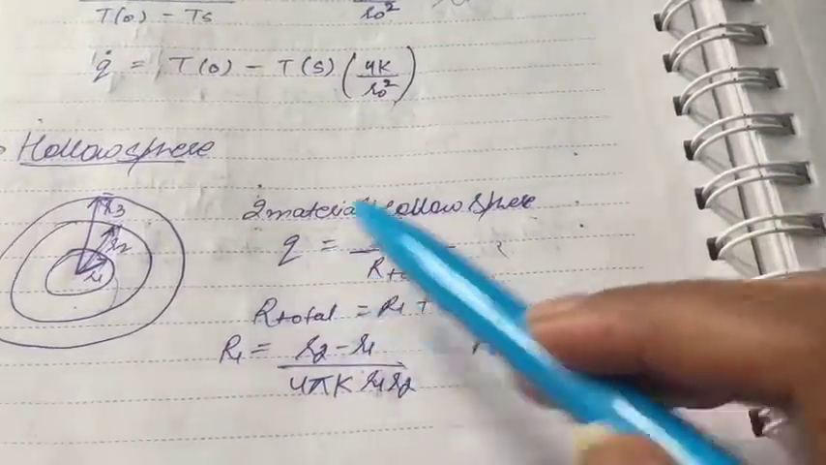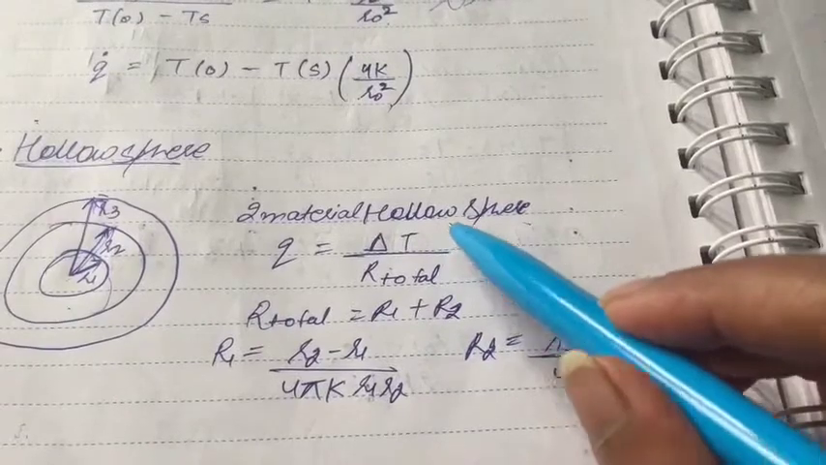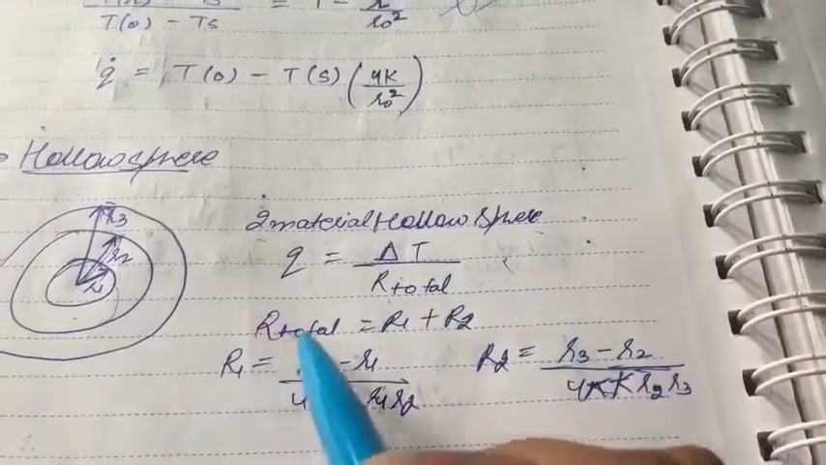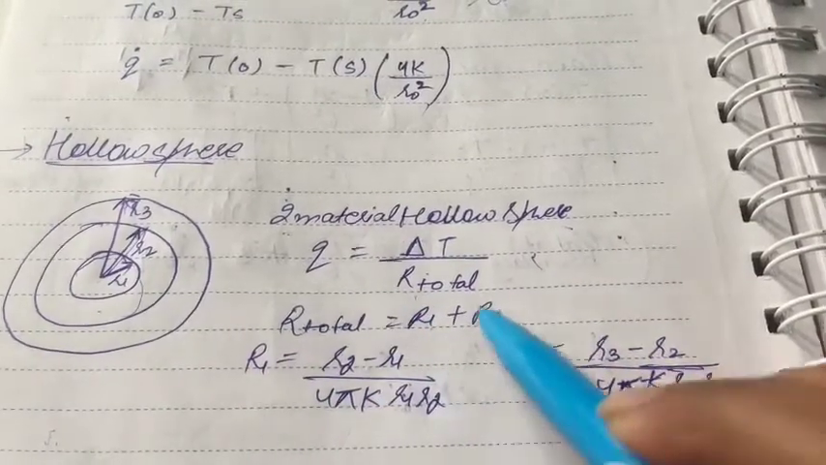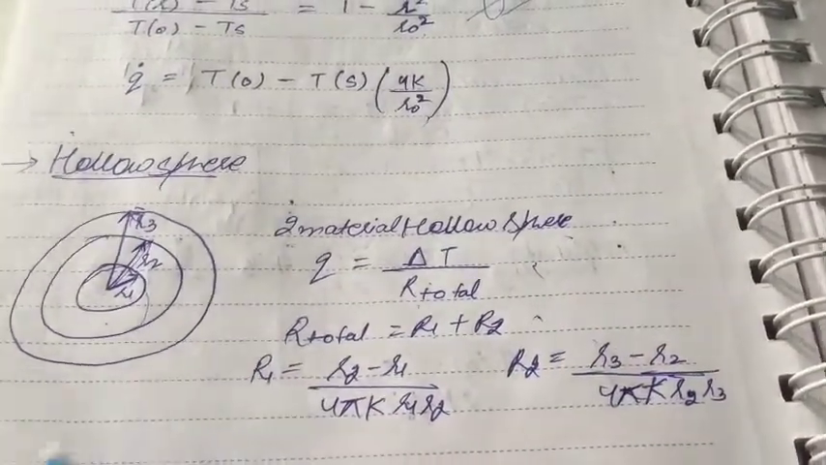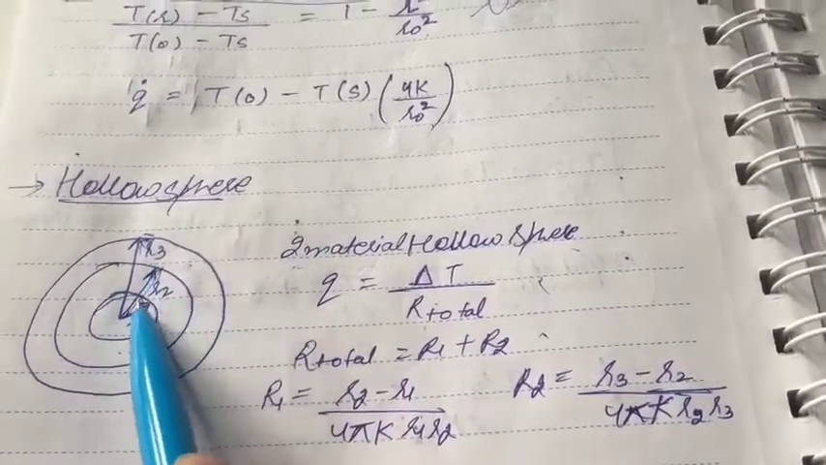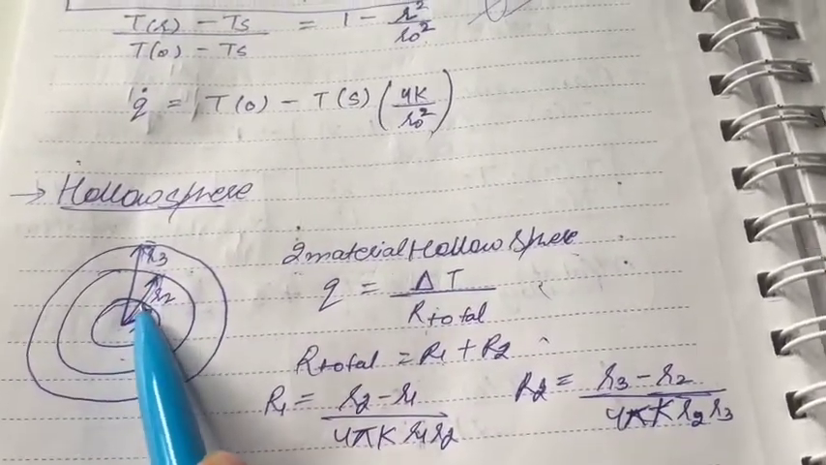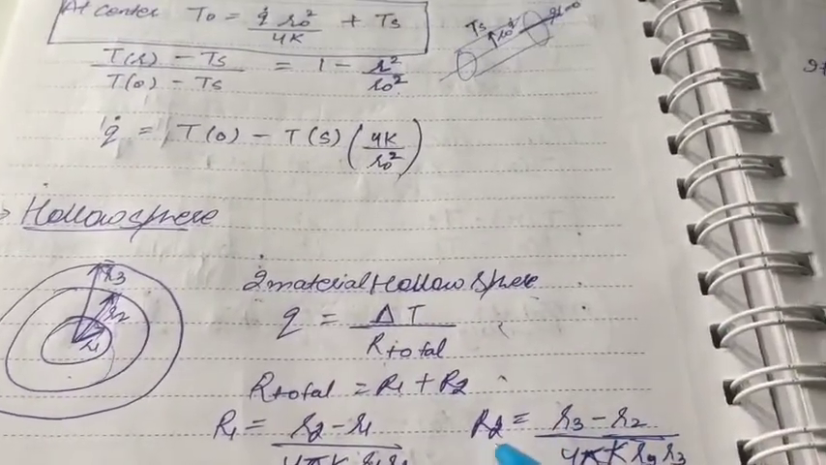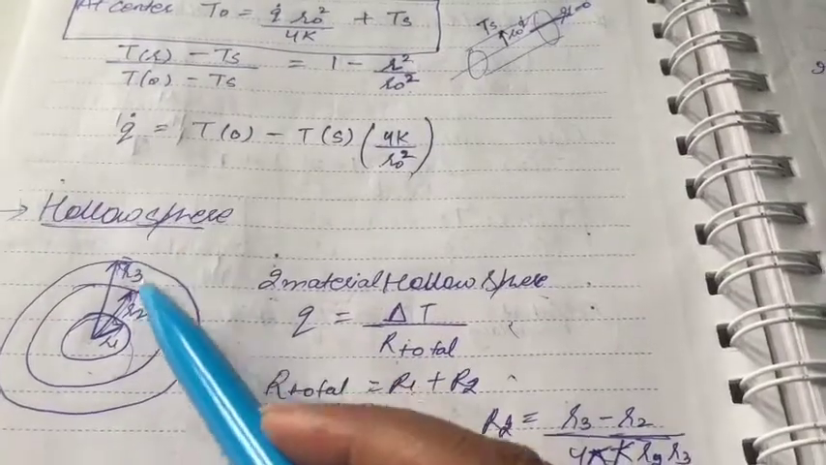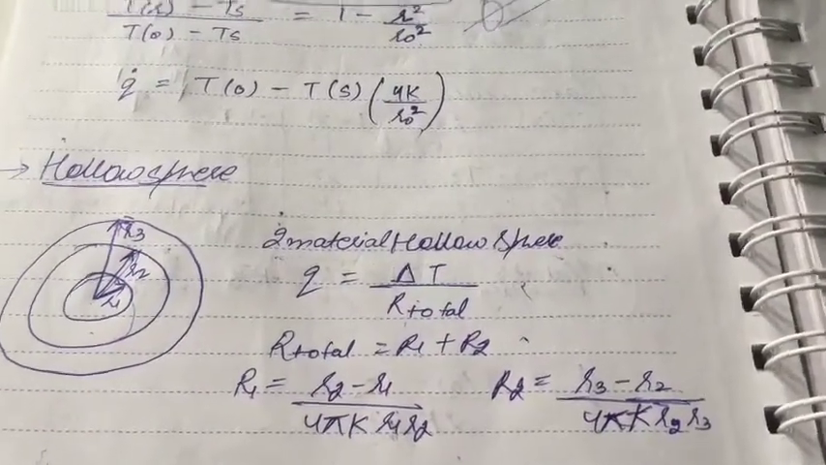So in that case, Q, the rate, would be equal to delta T by total resistance, and we know that total resistance is resistance 1 plus resistance 2. So resistance 1 would be radius 2 minus radius 1 upon 4 pi k R1 R2, and resistance 2 would be radius 3 minus radius 2 upon 4 pi k R2 R3.